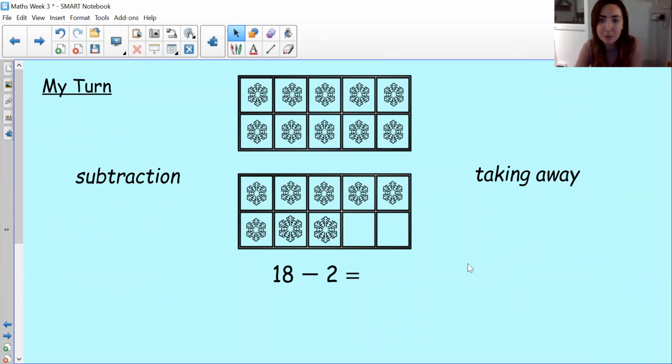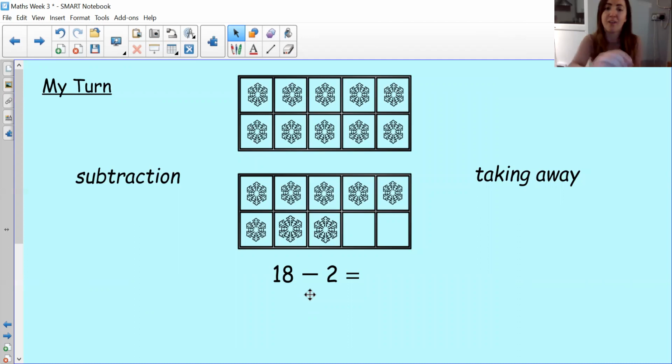So something a little bit more simple, a bit more familiar to begin with our subtraction today. So we are starting with some snowflakes. It's been a cold night, snow has fallen and landed on the ground, and it's just happened to land in these 10 frames. So we have 18 snowflakes, and if we take away 2, so 2 snowflakes melted, how many are we going to have left? Now, if I'm taking away, does that mean that I need to put more snowflakes onto the 10 frame?